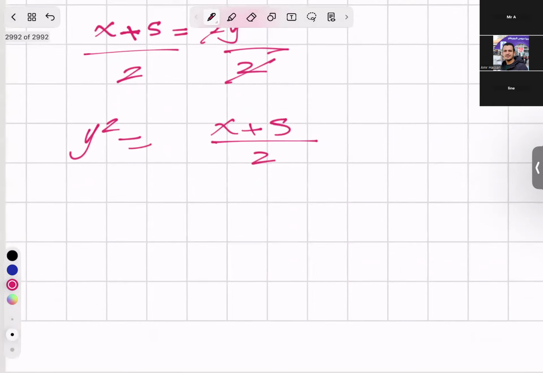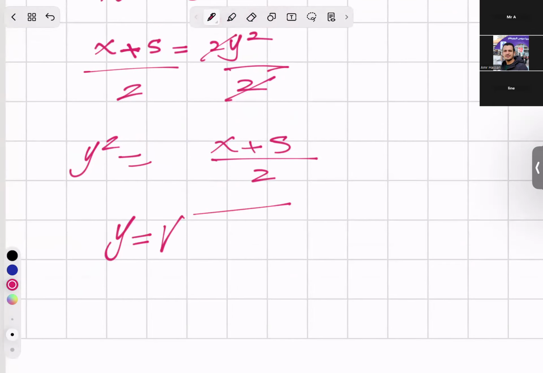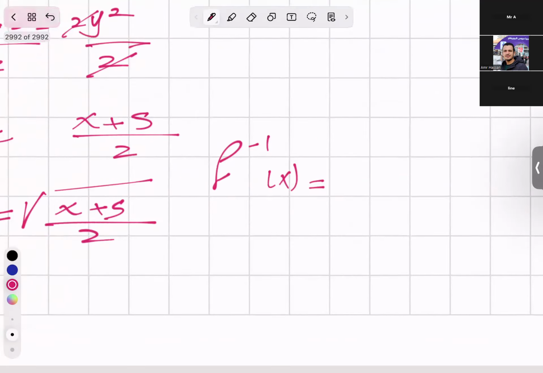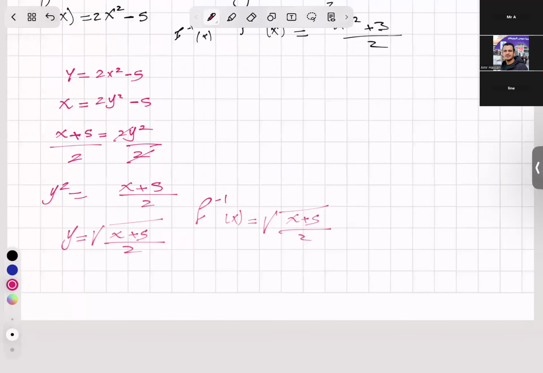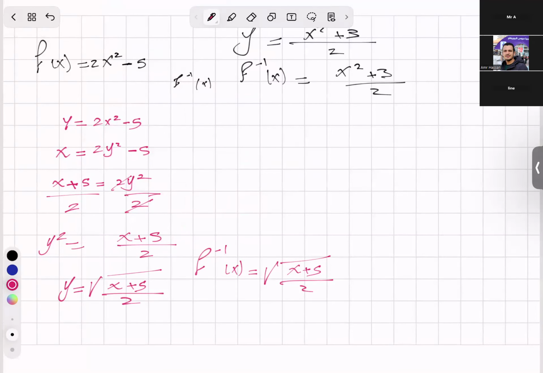So this one, let me write it. y equals, if you want to get rid of y squared, you need to take the square root of both sides, the left-hand side and right-hand side as well, which makes sense. This one is going to be the square root of x plus 5 over 2. So let me write down the inverse function, which is going to be the square root of x plus 5 over 2, right? Yep. Is this one clear for you?